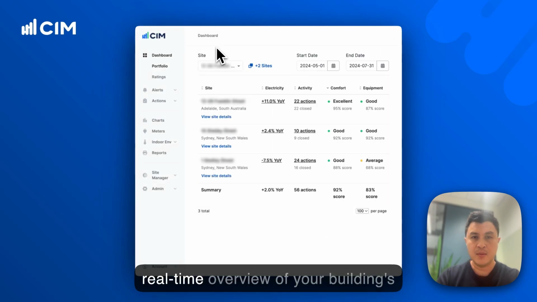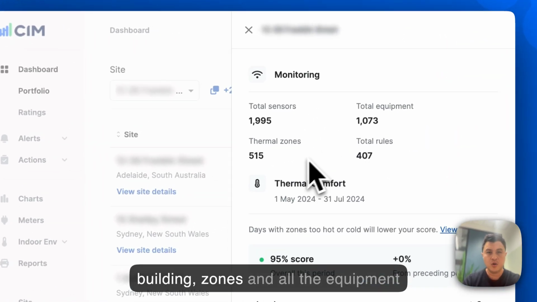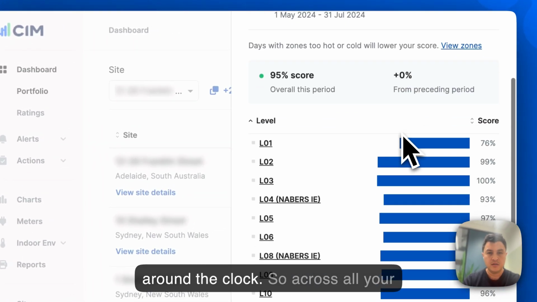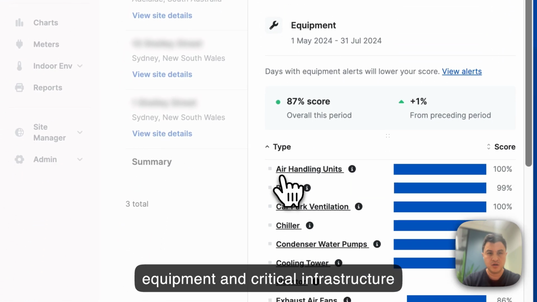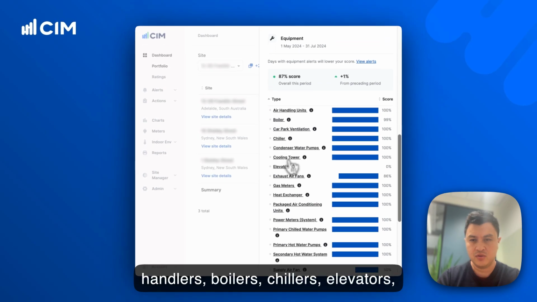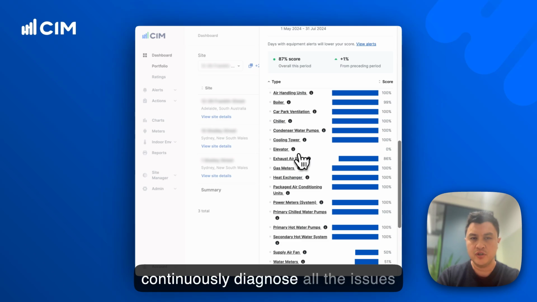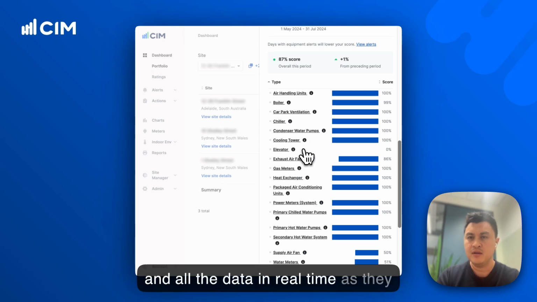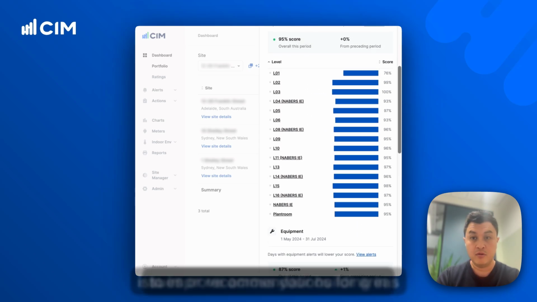We'll start with a real-time overview of your building's health. And I'll come in and give a quick site view of this. So Peak monitors all the IoT sensors in your building, zones, and all the equipment around the clock. So across all your levels in your building and all your equipment and critical infrastructure across your building, from air handlers, boilers, chillers, elevators, exhaust fans, gas meters, and more. And what Peak does is we continuously diagnose all the issues and all the data in real time as they happen, and alert you when there are issues or recommendations or areas to improve across your building in real time.